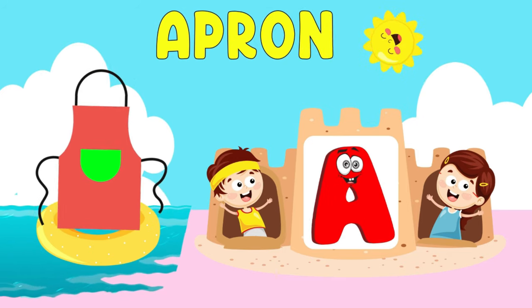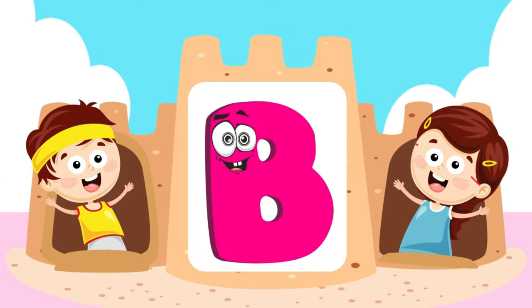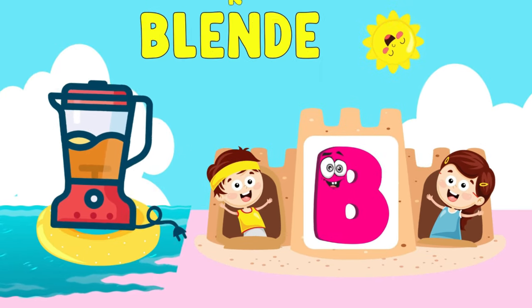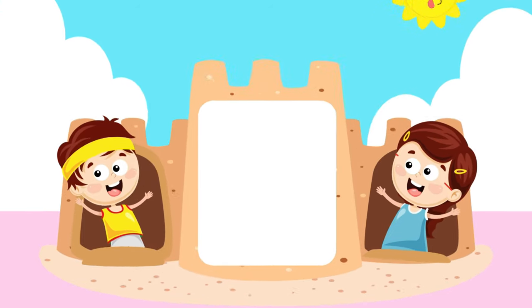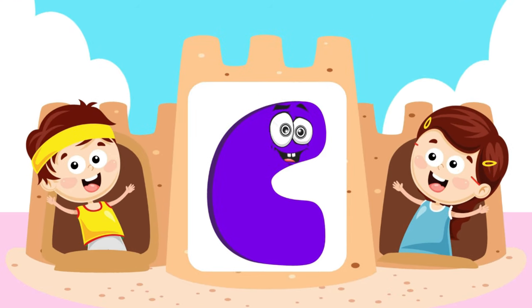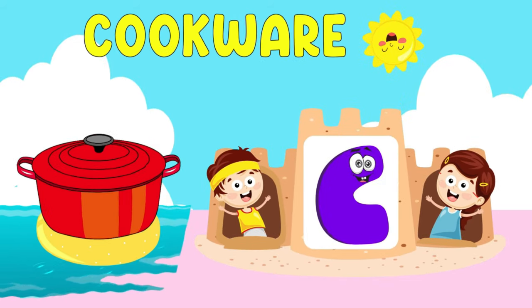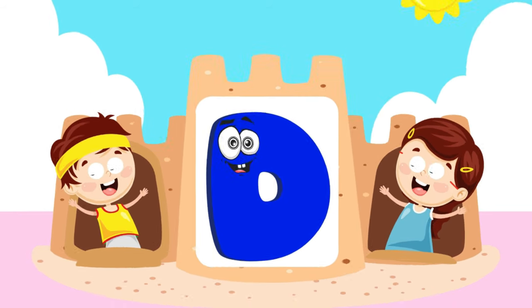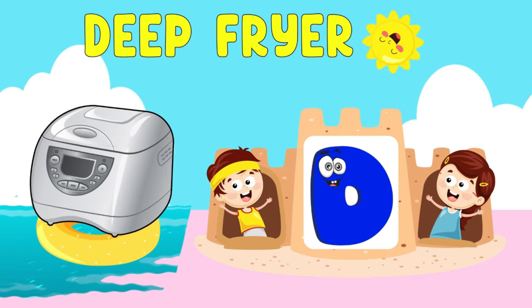A for apron. B. B for blender. C. C for cookware. D. D for deep fryer.